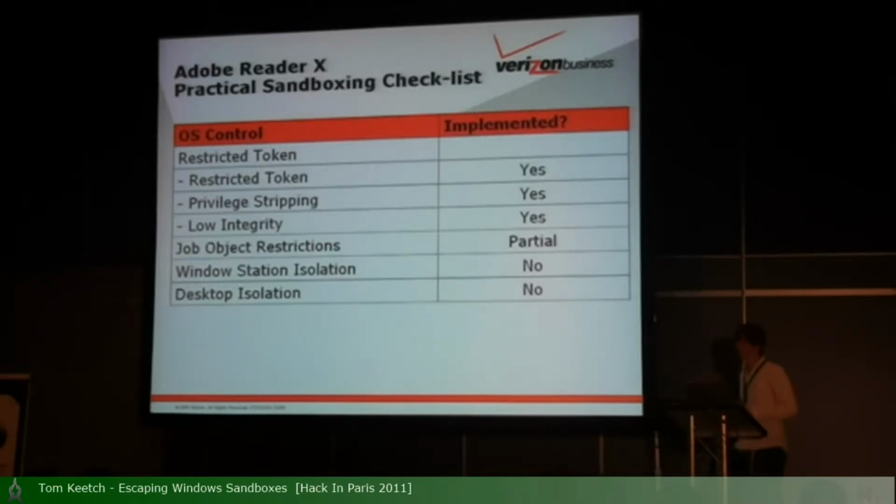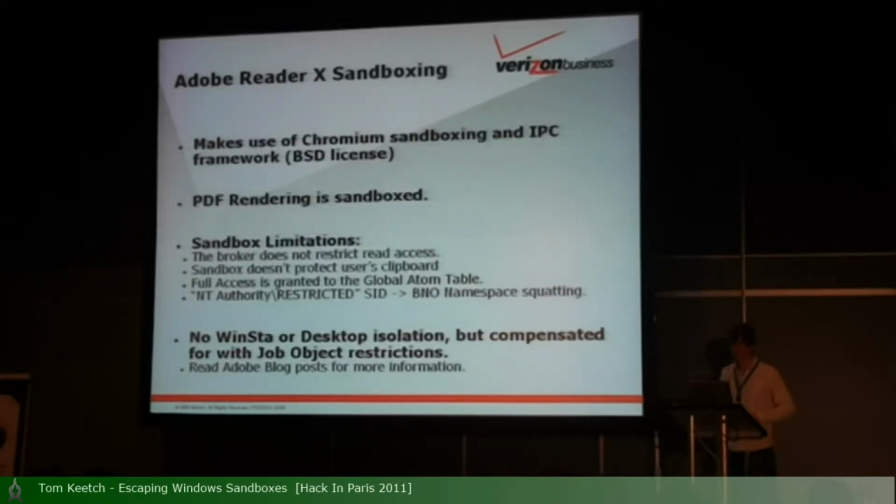So if we look at this as a checklist, they're applying almost entirely a fully restricted token, apart from one minor caveat, which actually results in a bypass. Yeah, and they're applying some, but not all of these job object restrictions.